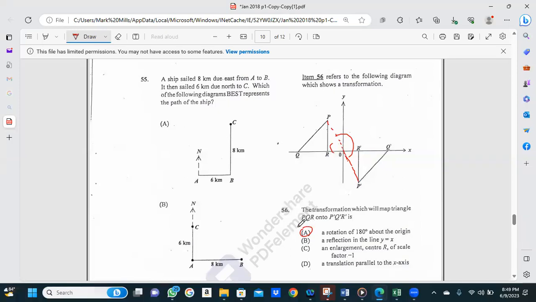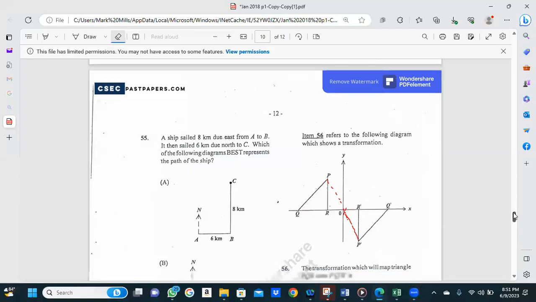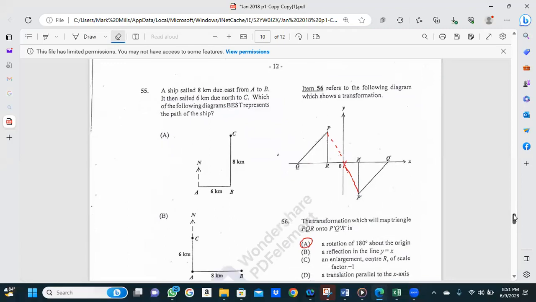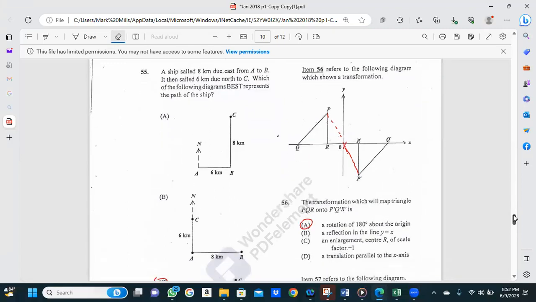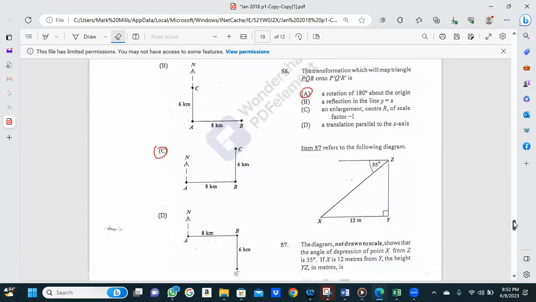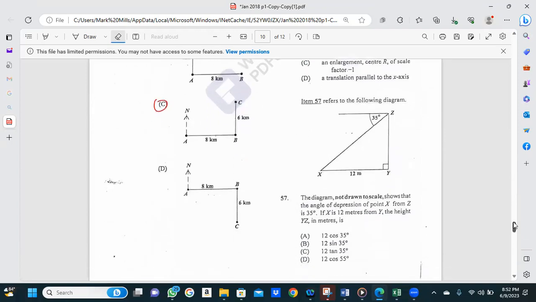So you said item 56. Item 56, we see that actually it's a rotation of 180 degrees, right? You have to be careful, sir. It looks like a reflection, but it's not a reflection. So you have to analyze the properties first, then you know exactly what it is. So item 56 is a rotation. Now, item 57.